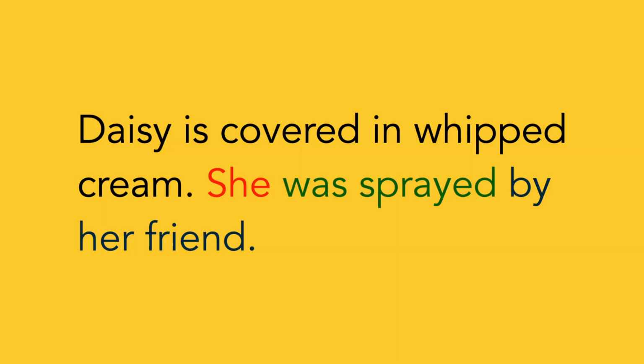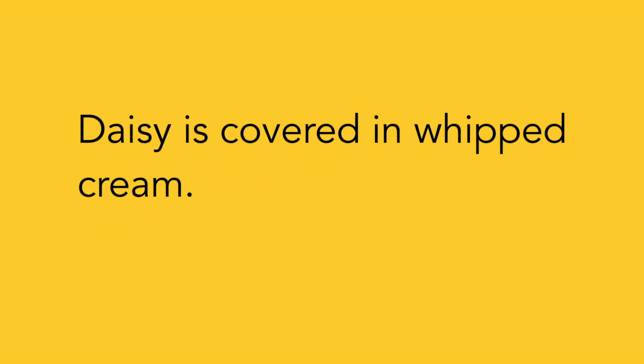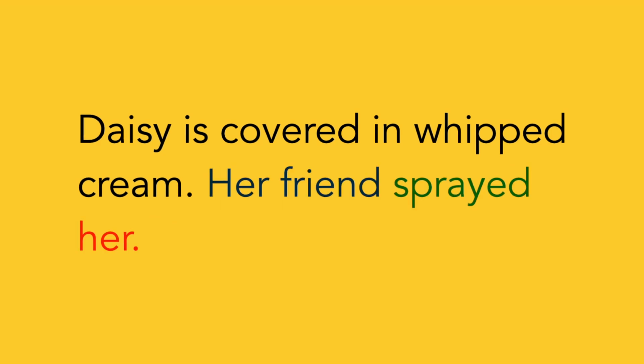Many English teachers discourage us from using passive voice, but it can actually be helpful. The main purpose of passive voice is to achieve cohesion, like in these sentences. Daisy is covered in whipped cream. She was sprayed by her friend. The second sentence, which is in passive voice, flows naturally from the first. Daisy, represented in the second sentence by the pronoun she, is still the focus of the sentence. But if I put the second sentence in active voice, it wouldn't flow as well. Daisy is covered in whipped cream, her friend sprayed her. Now her friend is the focus of the sentence, and that shift breaks the cohesion of the sentence by shifting topics abruptly.